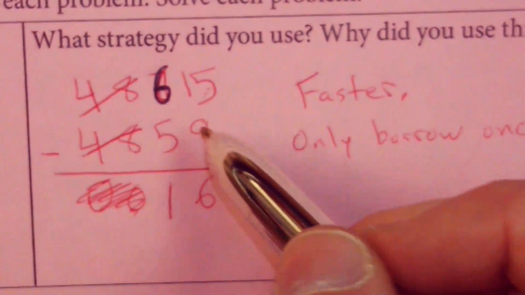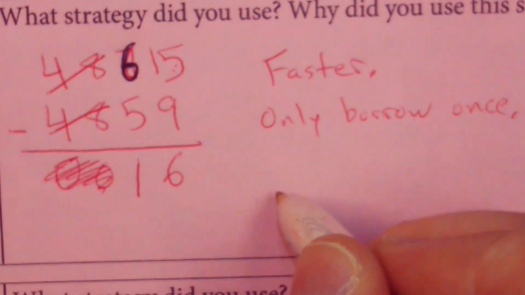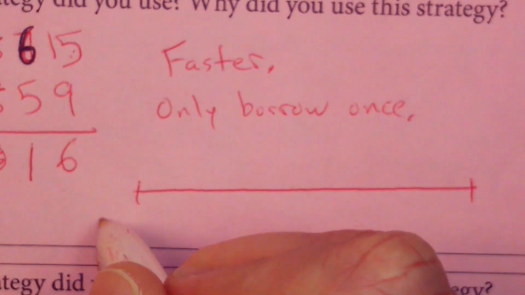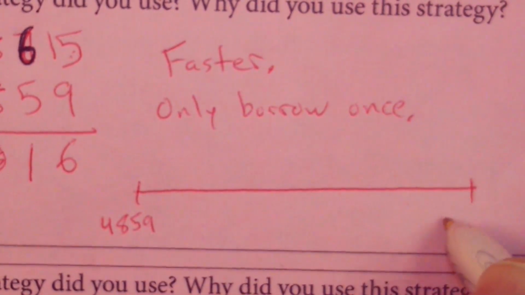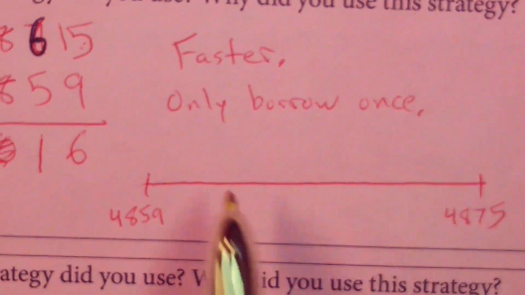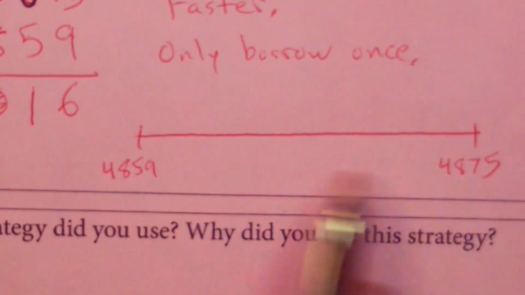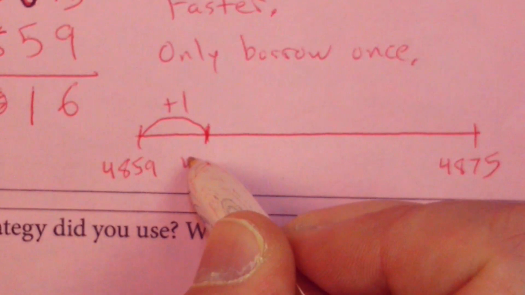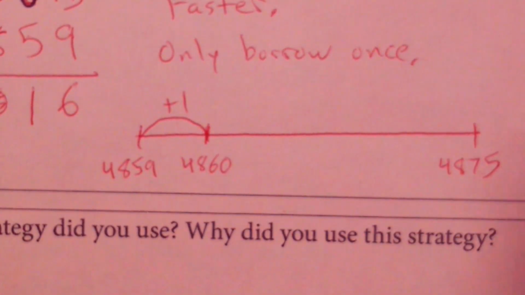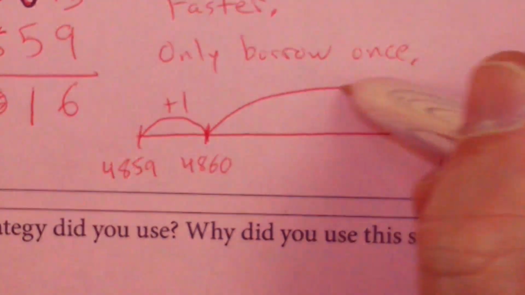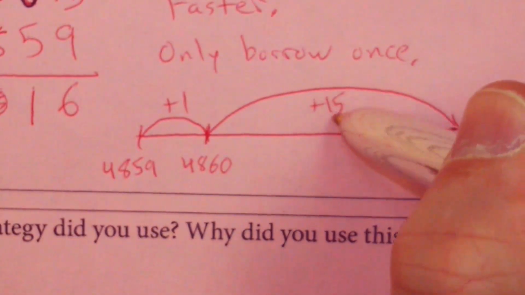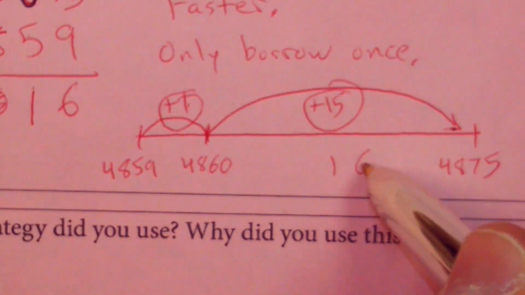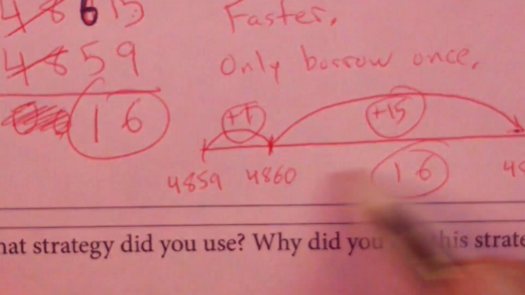If you chose a number line, maybe it's because you wanted to go from, I don't want to spend too much time on this, but we were starting at 4,859 and we're trying to get to 4,875, right? If I was trying to figure out this distance here, maybe I could go, well, if I do plus 1, I'd be at 4,860. And then to get to 75, I'd have to go plus 15. Okay? 1 and 15 is 16. Right? So it's the same answer. So a number line would work.